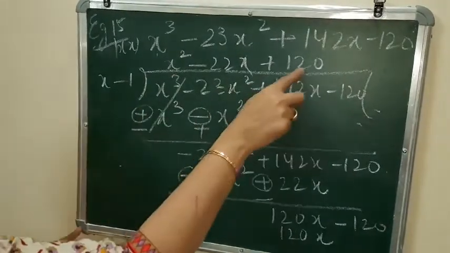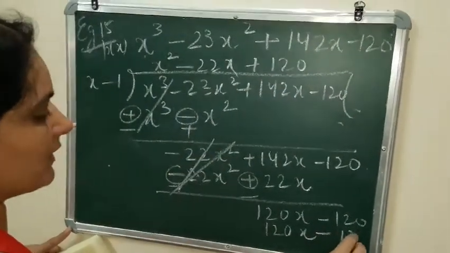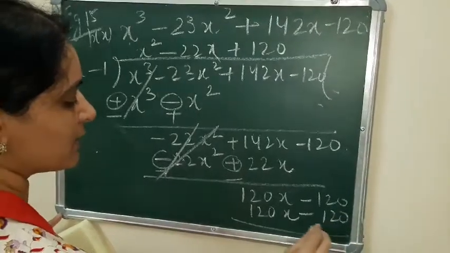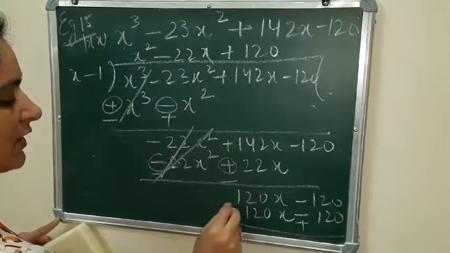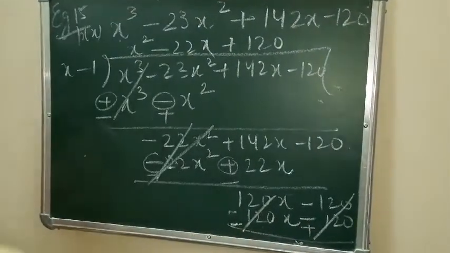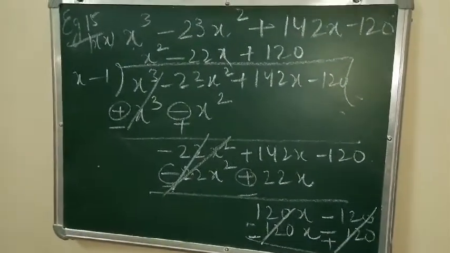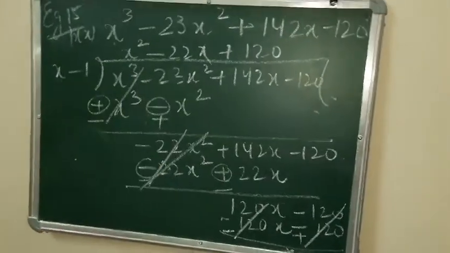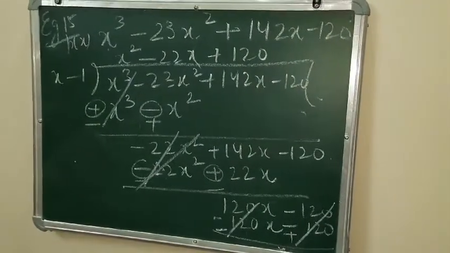Again, the second term will be multiplied by this. Minus 1 into plus 120, minus 120. Sign change, cancel, and this will also be cancelled. So the whole term is divided and we have got x square minus 22x plus 120.